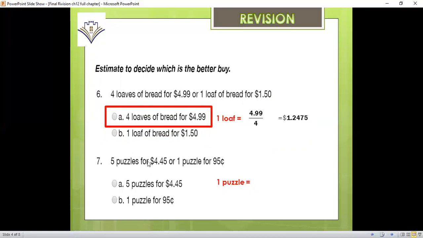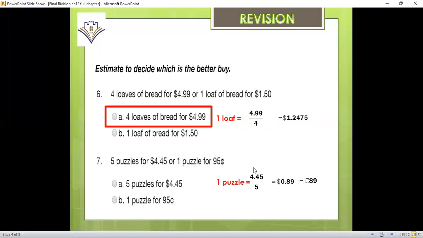5 puzzles for $4.45 or 1 puzzle for 95 cents. From the first, 5 puzzles for $4.45 means the price of 5 puzzles is $4.45, and I need only the price of 1 puzzle. Then we divide this amount of money by 5. Yes, 4.45 divided by 5 is equal to $0.89. But we need to convert it to cents. Then it's equal to 89 cents. When we calculated it, the price of only one puzzle is 89 cents. And the second is one puzzle for 95 cents.